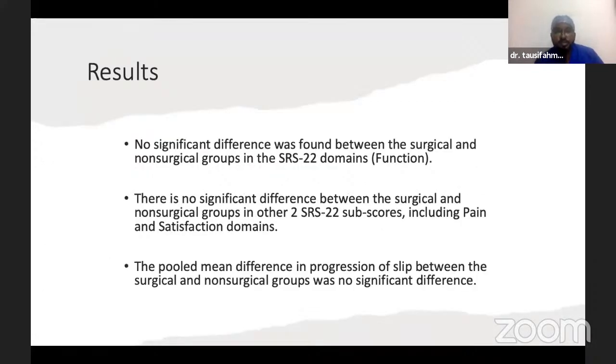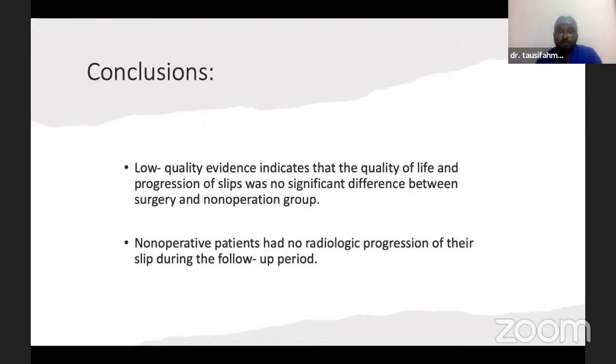The results show no significant difference between the surgical and non-surgical groups in the SRS-22 function domain. There was no significant difference between the groups in the other two SRS-22 subscores, the pain and satisfaction domains. The pooled mean difference in progression of slip between the surgical and non-surgical groups also showed no significant difference. To conclude, there is no significant difference between the surgery and non-operative groups in quality of life assessment and progression of slips, with low quality evidence, and non-operative patients had no radiological progression of their slip during the follow-up period.